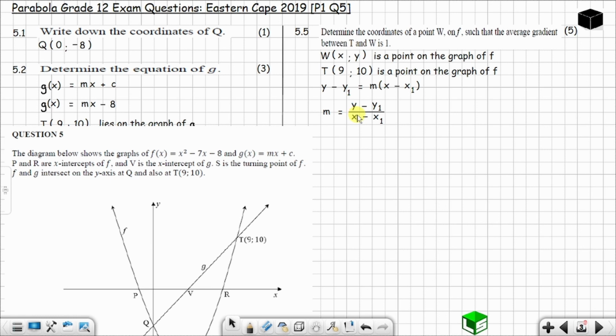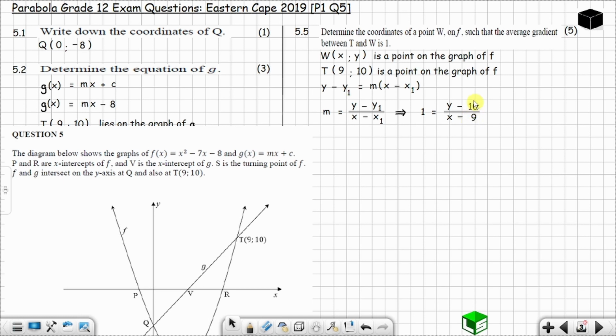So the average gradient between the point W and T must be equal to 1. So the average gradient M is equal to 1. This is equal to Y minus Y1, and we are going to substitute the coordinates of point T. So this is Y and this is X. Y1 is going to be 10, over X minus X1. This is X, so it's 9.